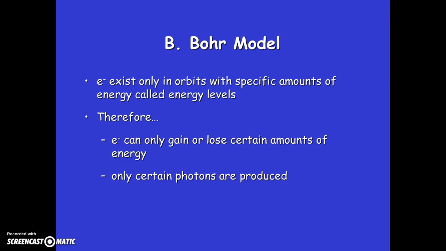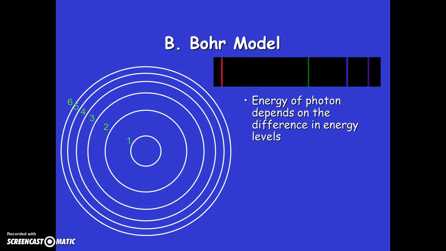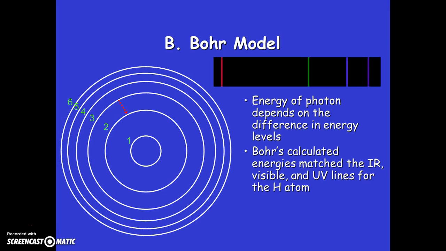So because only specific energy levels exist, only specific energies can be produced. So if we look at electrons falling specific distances, one that might only fall one energy level is only going to give off a little bit of energy. That would correspond to red light. One that might fall two energy levels is going to give off a little more energy, so that might correspond to green light, and so on and so forth. The farther an electron falls, the more energy it's going to release. And so it's going to release a photon in the more energetic part of the spectrum.